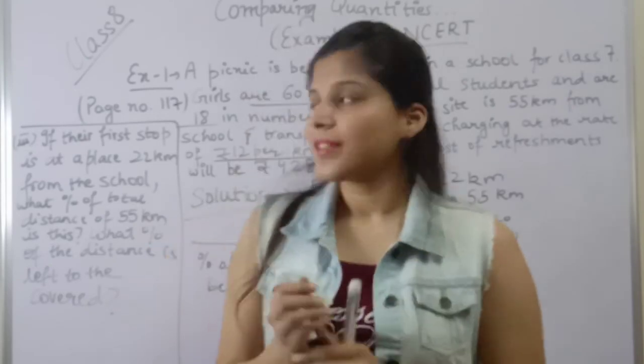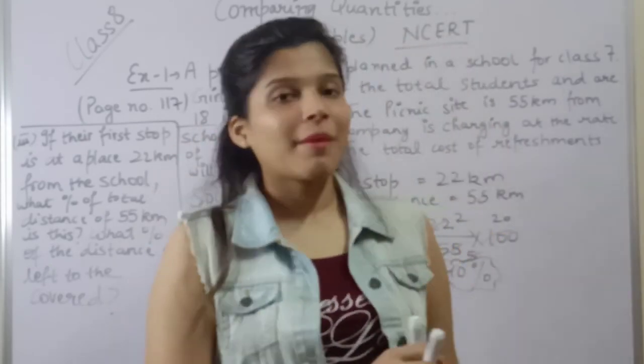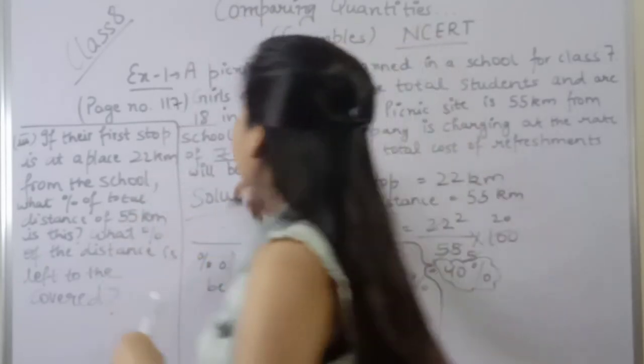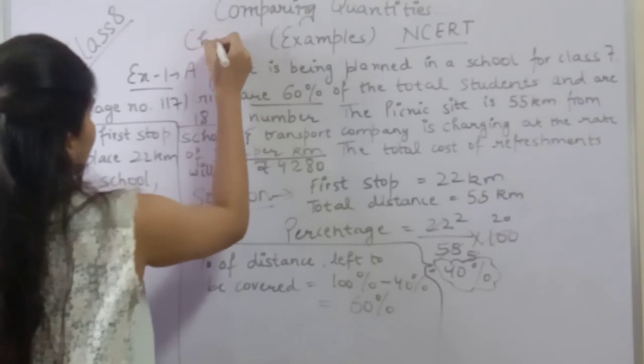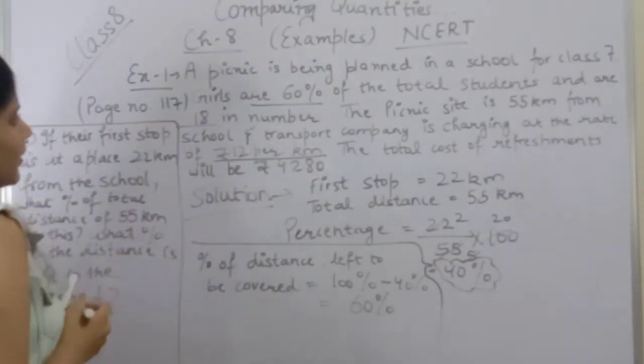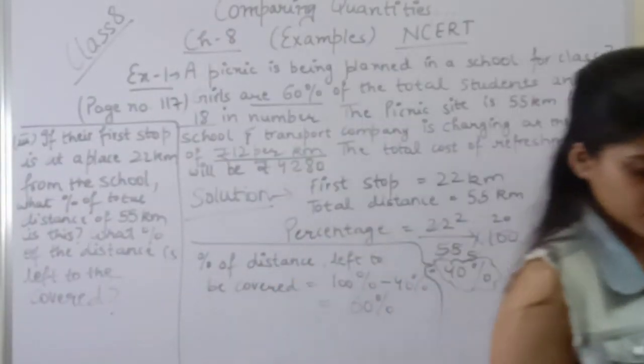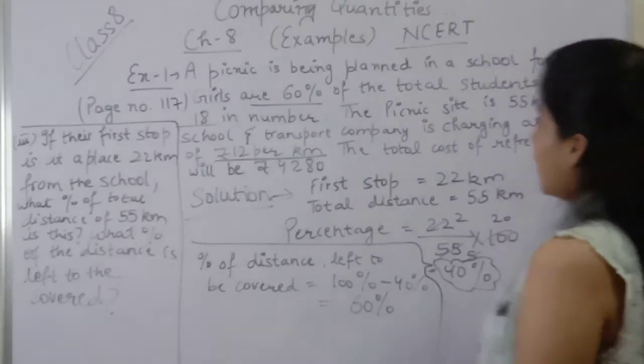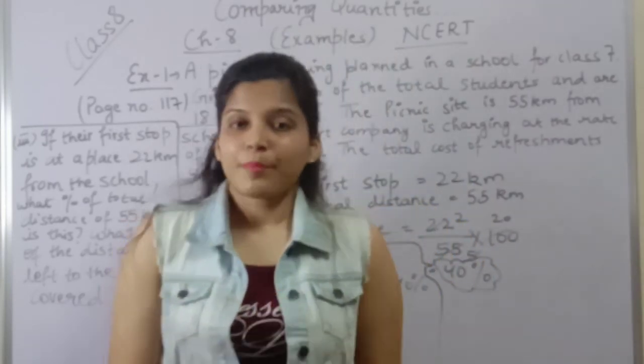Okay, so this was our example number 1 of chapter number 8. The name of the chapter is Comparing Quantities. Okay. So children, this was our example number 1.